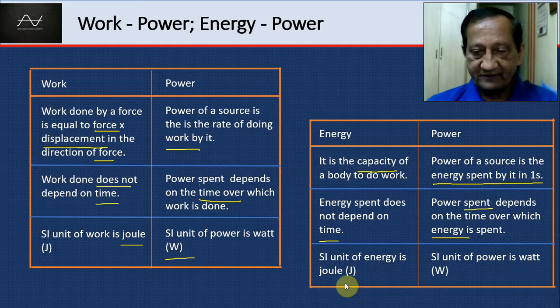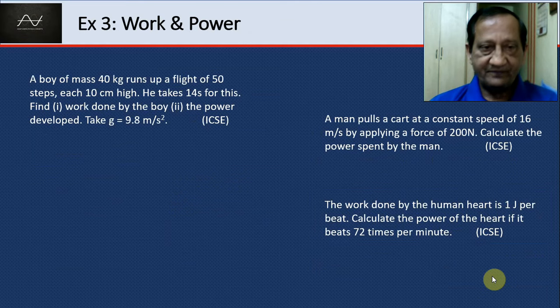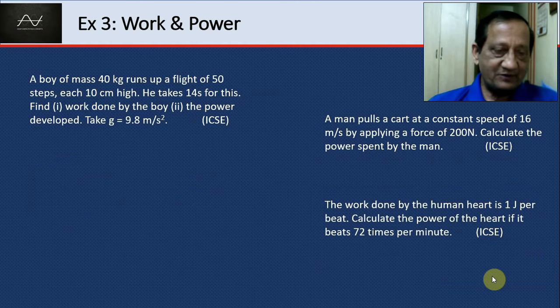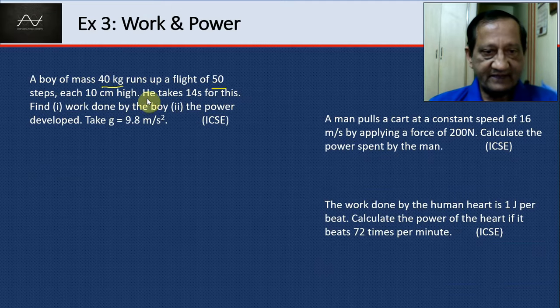SI unit of energy is joules, and for power it is watts. Let us do some numericals just to build our confidence about all these topics. Suppose a boy of mass 40 kg runs up a flight of 50 steps, and each step is 10 centimeter high. The time taken by him is 14 seconds. What was the work done by the boy and what was the power developed?